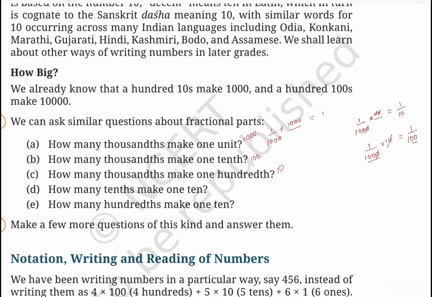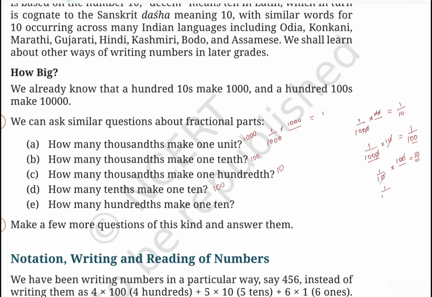Next, how many hundredths make 1 tenth? That is, hundredths means 1 by 100 and multiplied by a number we get 1 by 10. So when we multiply it by 10, it will cancel 1 zero and we get 10 by 100, that is 1 by 10. So 10.